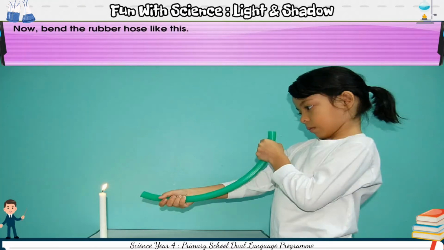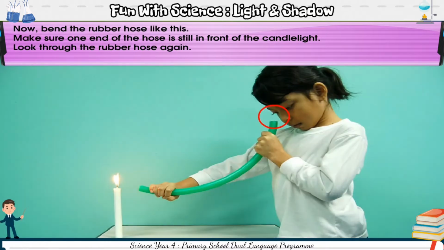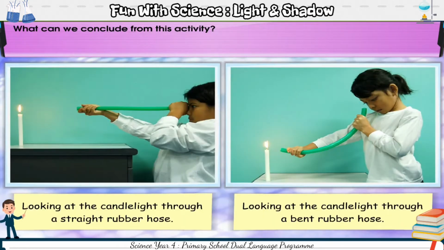Now, bend the rubber hose like this. Make sure one end of the hose is still in front of the candlelight. Look through the rubber hose again. Can you see the candlelight? What can we conclude from this activity? Discuss this with your friends. Then, click Check to see.